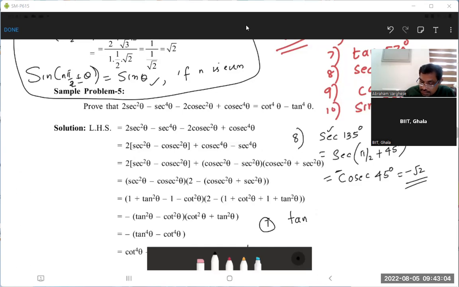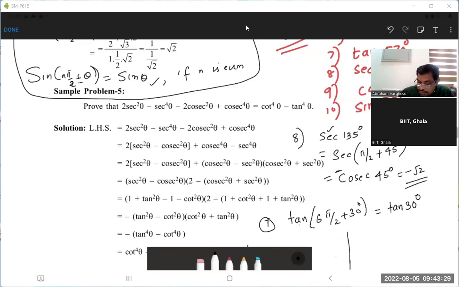6 into 90, right? So 6 into pi by 2 plus 30. 6 into 90 is 540, 540 plus 30. Okay, fine. Now 6 is an even number, therefore it will give the same function. So it will be equal to tan 30.